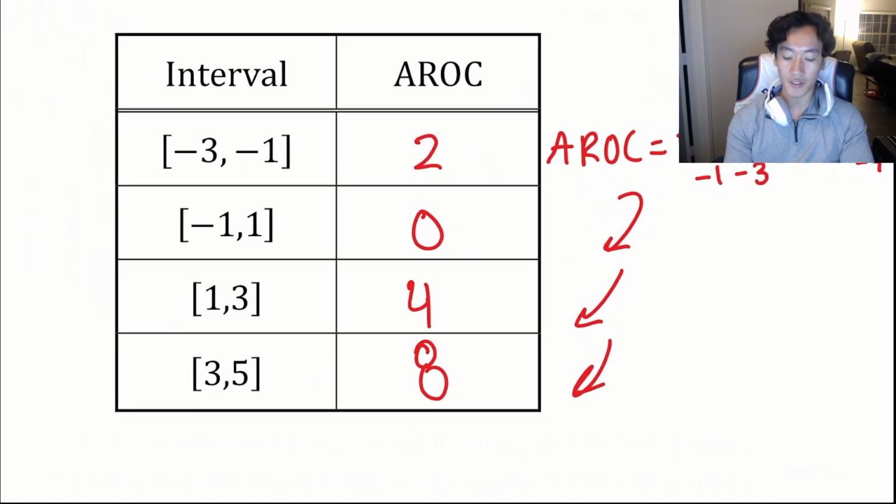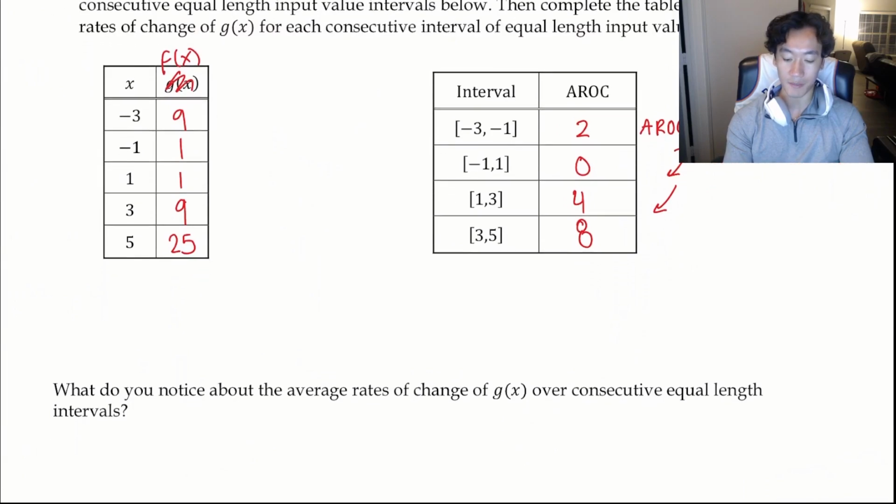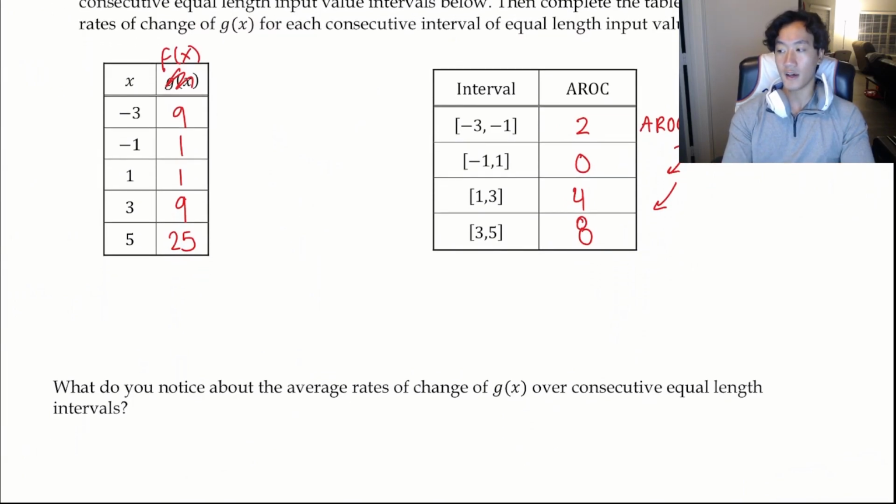And so we notice that the average rate of change is not constant. Initially it decreases by 2, and then increases by 4, and then increases by 8. Based on that information, there's no way this can be linear. We know for a fact that if the average rate of change were consistent all the way through, then we'd claim that it's linear.